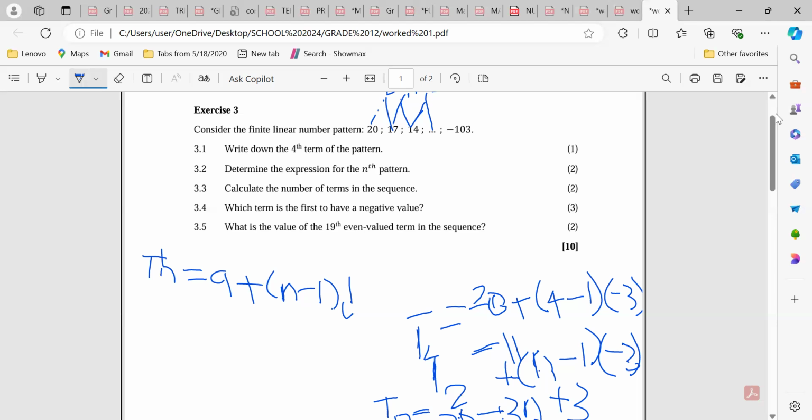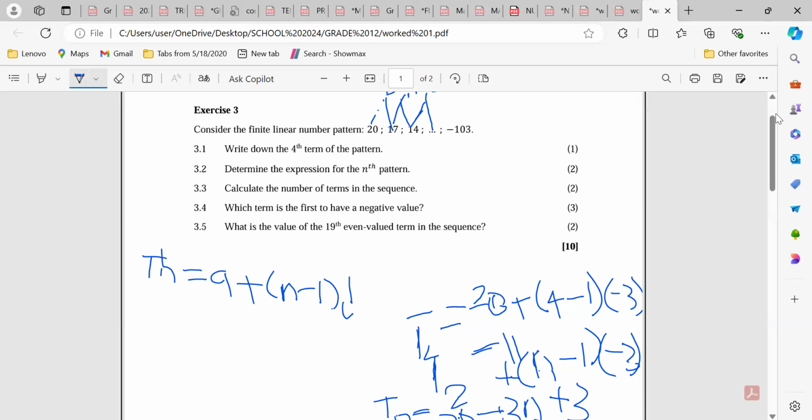And then you said which term is the first to have a negative value? You said term number 8, negative 1. Yes. But which term is term 8? Term 8 is the first one to have negative 1. Yes. Okay, sharp. But there is a way to do it. Okay. Now we are in that.